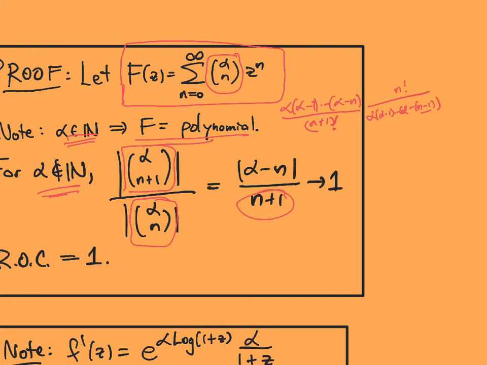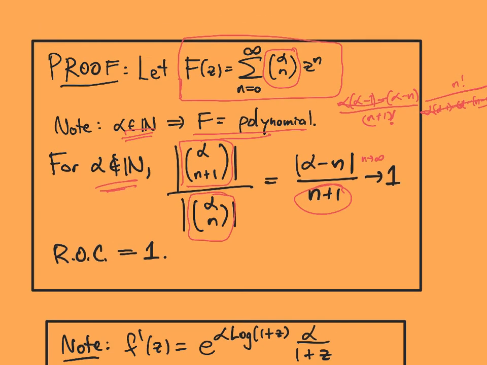I'll get an n plus 1 on the bottom, and then all these terms will cancel except the alpha minus n. And then as n goes to infinity, this just goes to 1. So the radius of convergence would be the 1 over 1, which would be 1. Okay, so it converges and it's a nice analytic function.